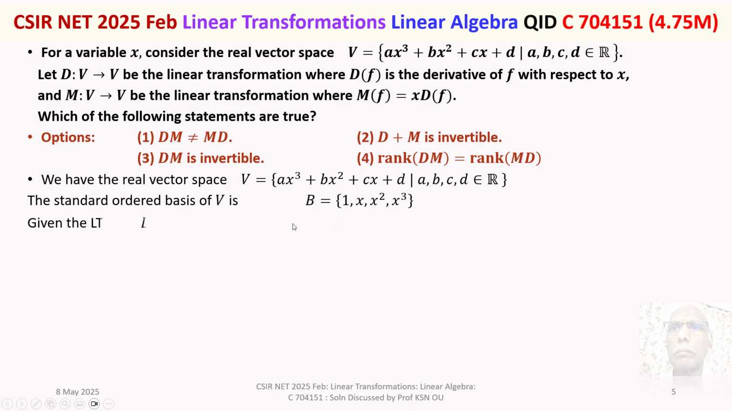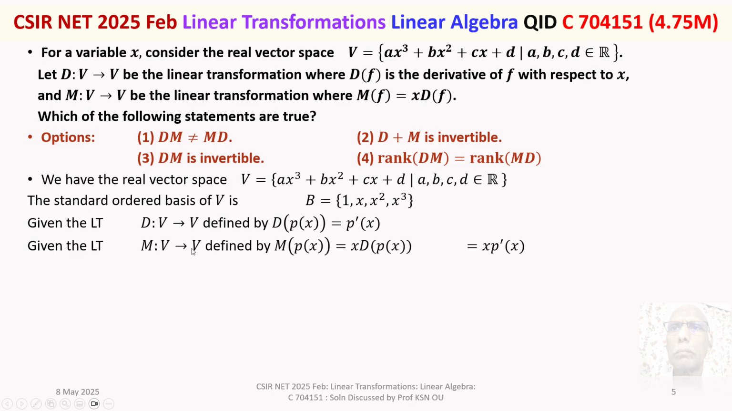Now, given the linear transformation D from V to itself, defined by D of a polynomial p of x is equal to its derivative with respect to x, p prime x. And we are also given M, a linear transformation from V to V, defined by M of p of x, a polynomial, is equal to x times D of p of x, and that is x into p prime x. Agreed.